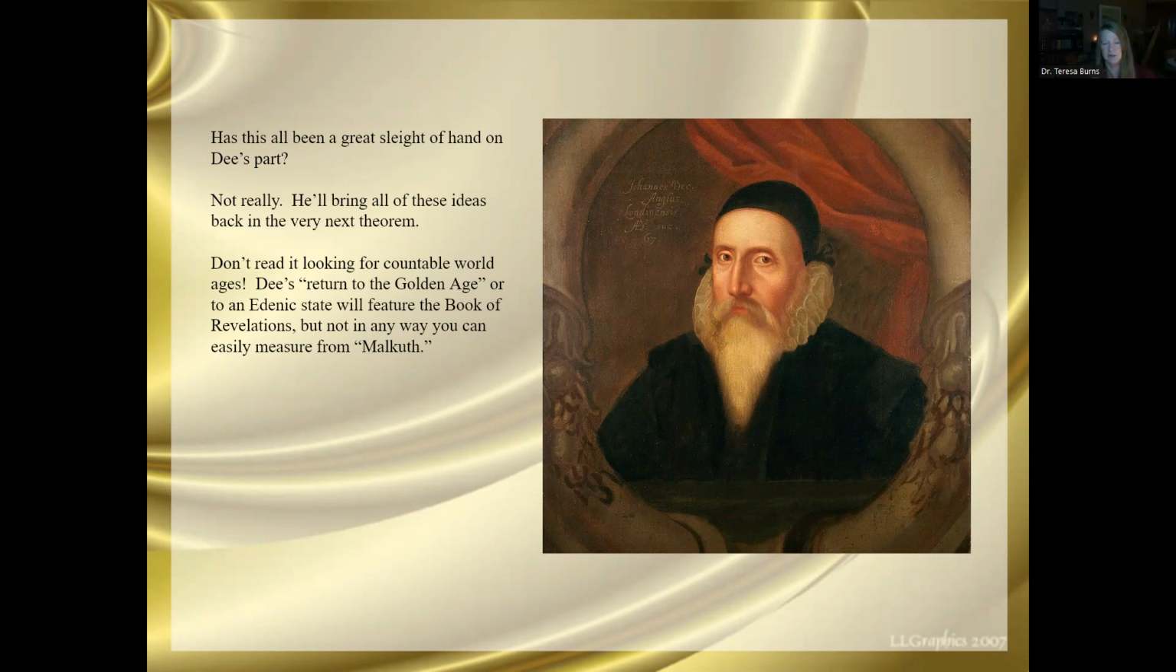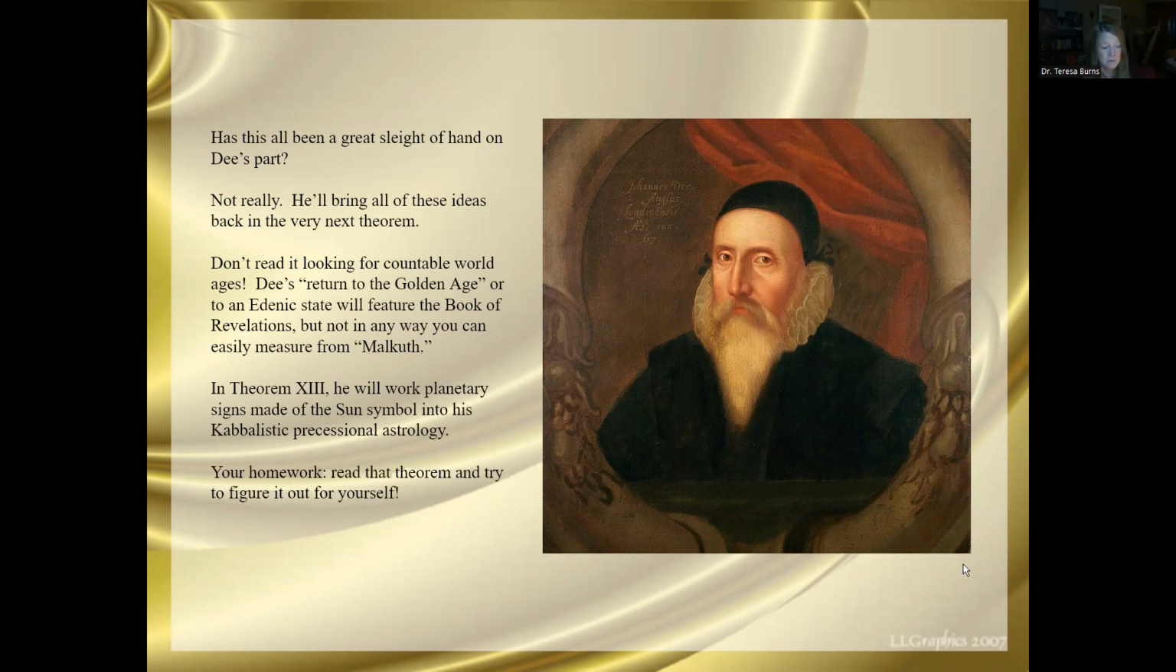And it's going to take us to that passage I read about the 24 elders rotating around the throne of God. In the next theorem, he's going to work planetary signs made out of the sun symbol into his Kabbalistic processional astrology. So if you want some homework, no one ever does, but if you did, take a look at that next theorem and see if you can figure this out for yourself.